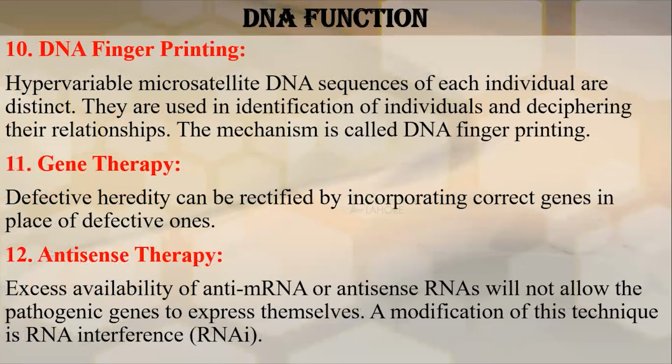So DNA fingerprinting. Hypervariable microsatellite DNA sequences of each individual are distinct. They are used for the identification of individuals and deciphering their relationships. The mechanism is called DNA fingerprinting. You can see we have different DNA fingerprints in our fingers. Every person has different lines in their fingers, thumb, everywhere. So we all have different retinas too.